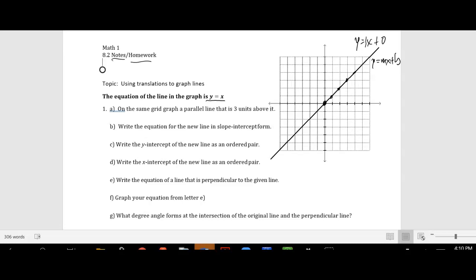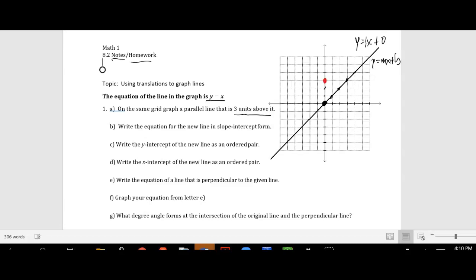So I'm going to have you do in this one to start. On the same grid, graph a line that is parallel, a line that is 3 units above it. So if this is our current one, all I'm going to do is look at my y-intercept, pick that point, and move it 3 units up. So 1, 2, 3. I'll do those in red.